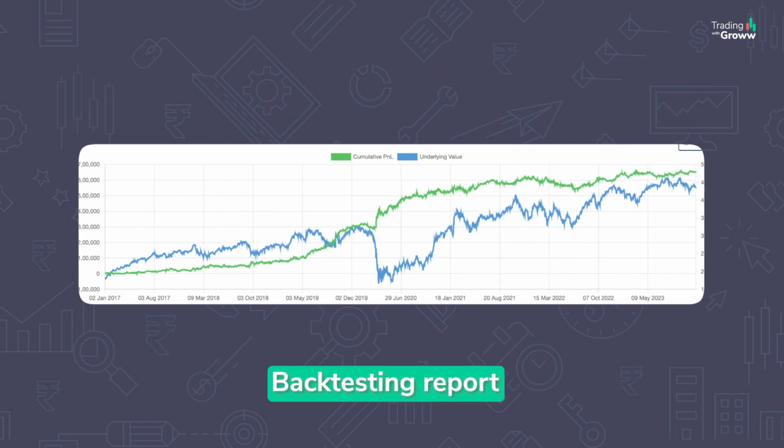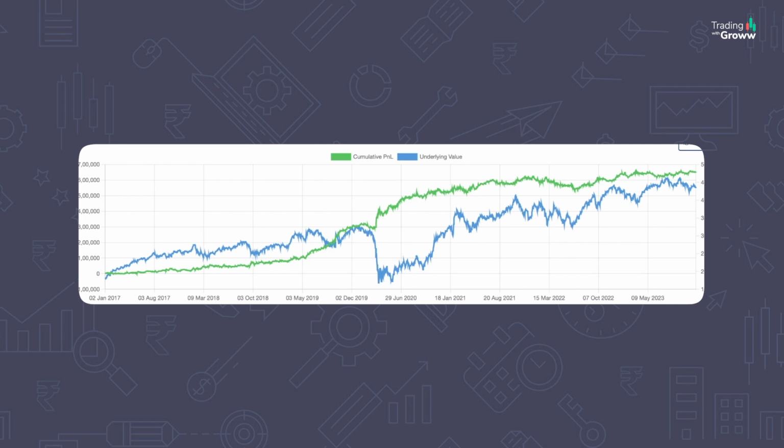In case you had followed this specific strategy for the last 6 years, from 2017 till 2023, this is the overall P&L. The green line that you're seeing is the actual P&L per lot. So if you had traded Bank Nifty futures, you would have made approximately 6.5 lakhs of overall profits trading this strategy from 2017 to 2023 with one lot.